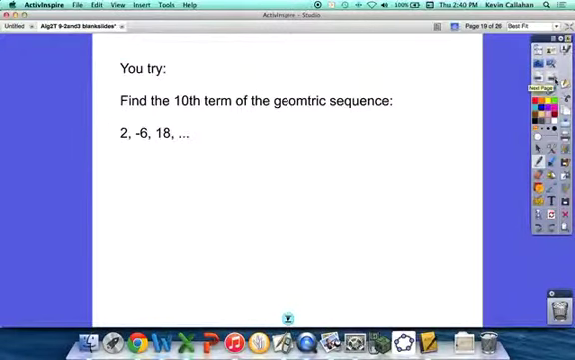Okay, so try to do the same thing here. Find the 10th term of the sequence. Notice that the second number is negative.